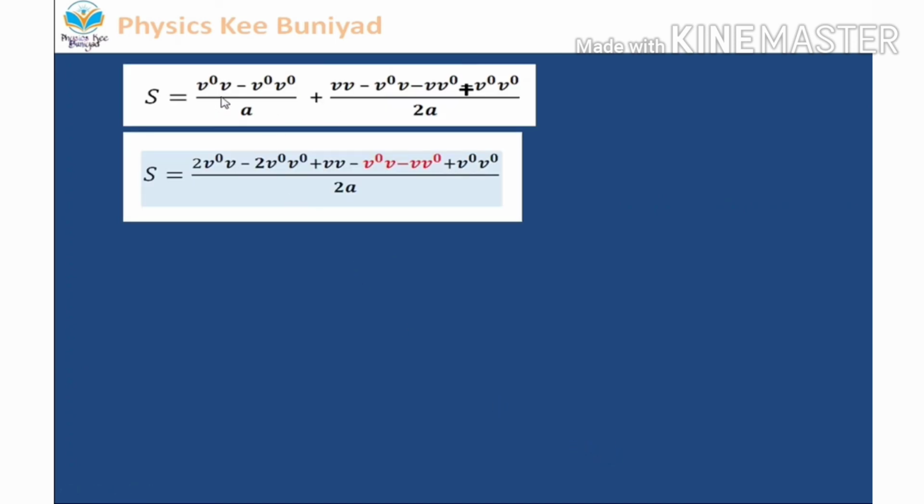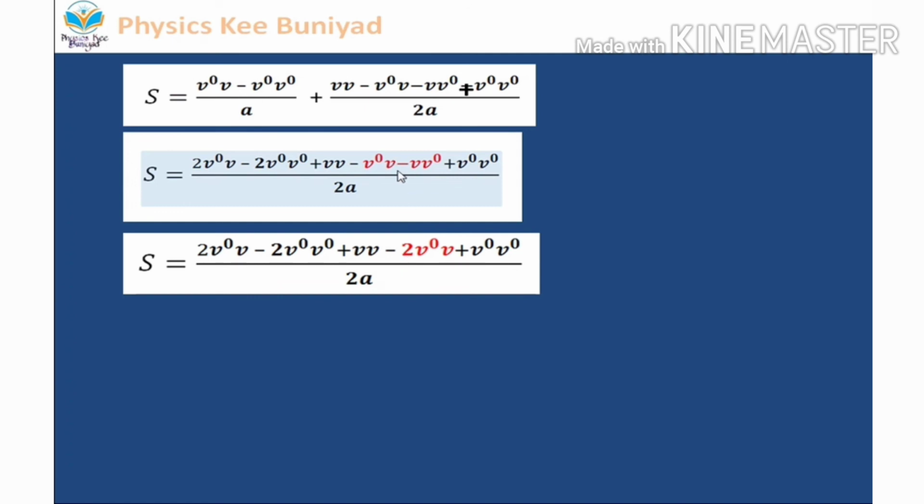Now look at this. After solving this, if I take the LCM of these two terms, I will get 2a. So here I have to multiply by 2 because there is 1 and there is 2. When you take the LCM, you will easily get what needs to be done. So once you get these terms, look at this 2v0v, and here v0v minus v0v. So this becomes minus 2v0v, and this term will cancel out with this term because this is plus and this is minus.